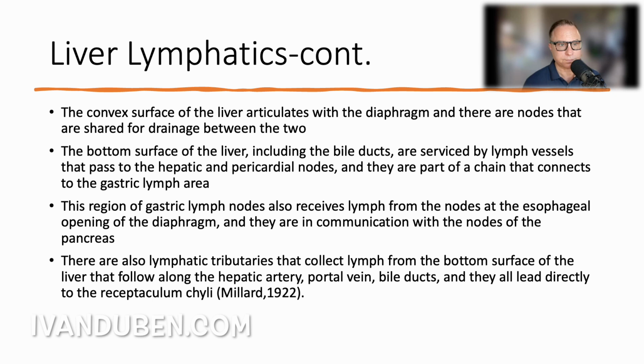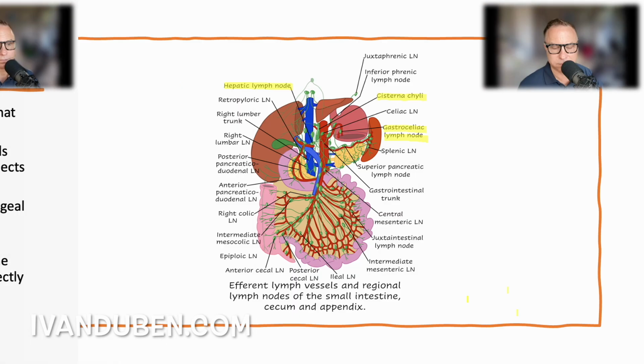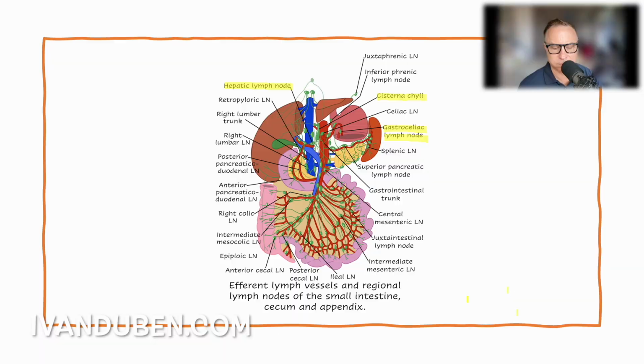So you can imagine any dilation of the portal vein or the hepatic artery will affect the local lymphatic dynamics as well, which will lead to further lymphostasis. Here we can see how the liver lymphatics interact with other epigastric area lymphatics. I've highlighted here the celiac lymph nodes, celiac axis lymph nodes, and here the cisterna chyli and the hepatic lymph nodes. So you can see how they're all connected together.